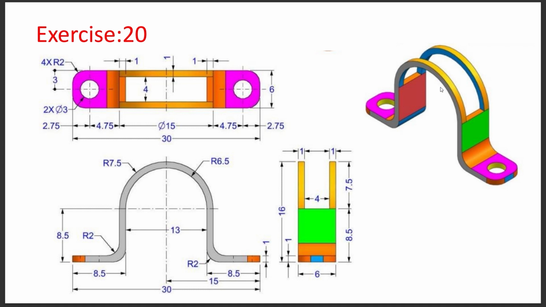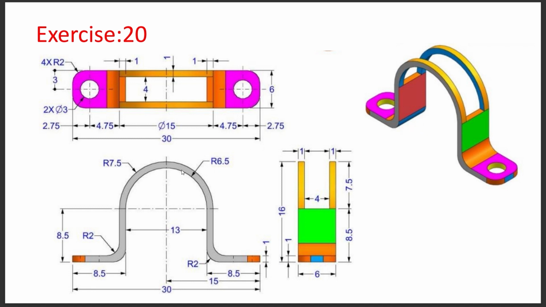Hello viewers, this is our 20th exercise and we're going to model this one using Autodesk Fusion 360. You can see different views are available. This is the front one, this is top, and this is the side view. And this one is actually S21. And it is evident from the drawing that it is better to start with the front view.